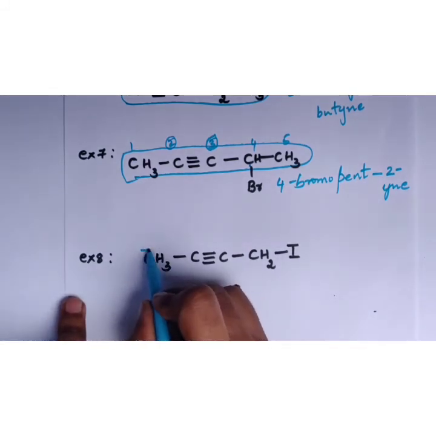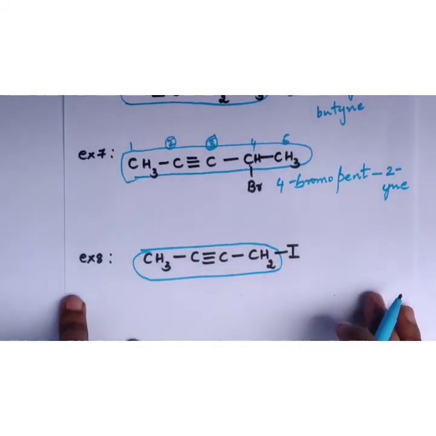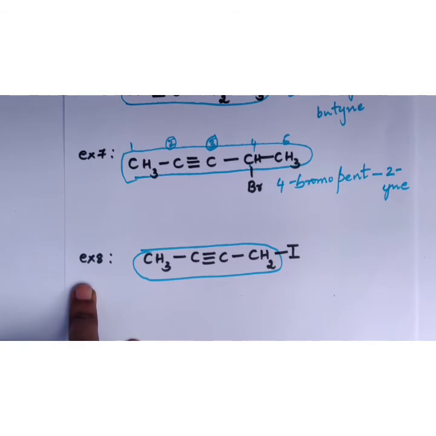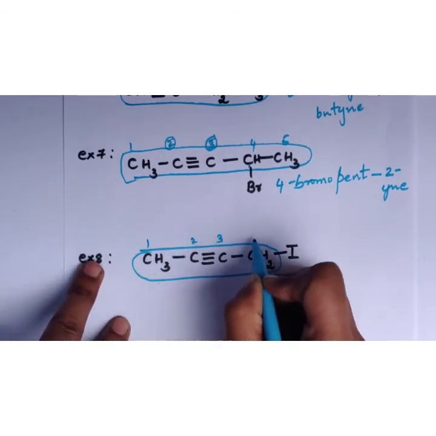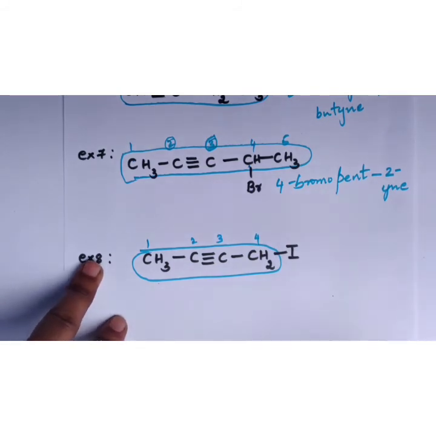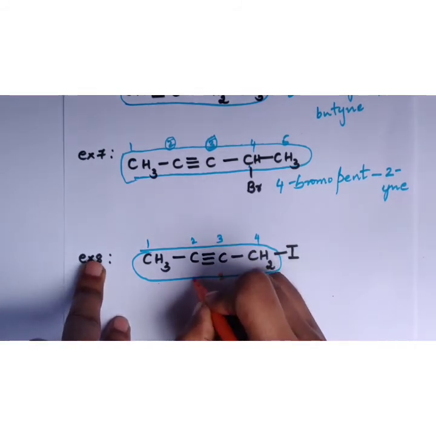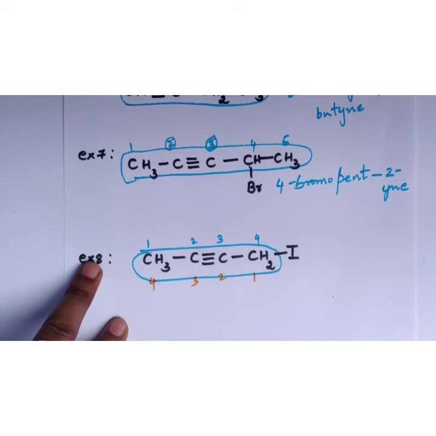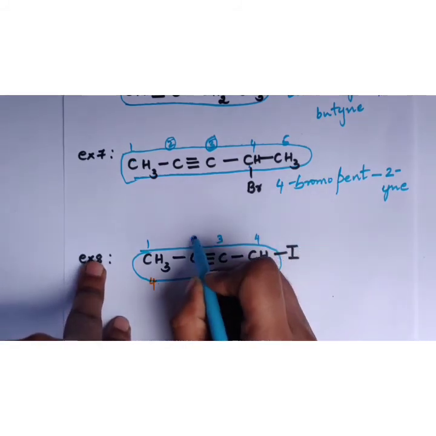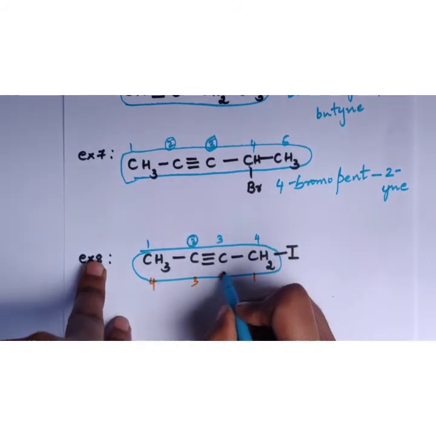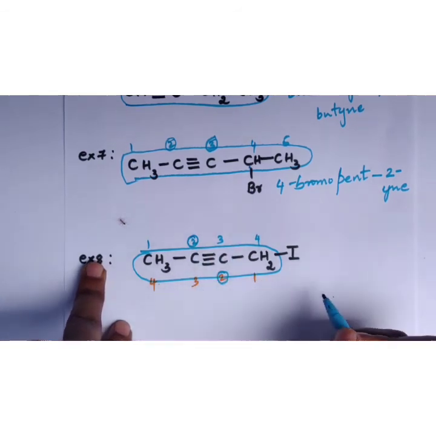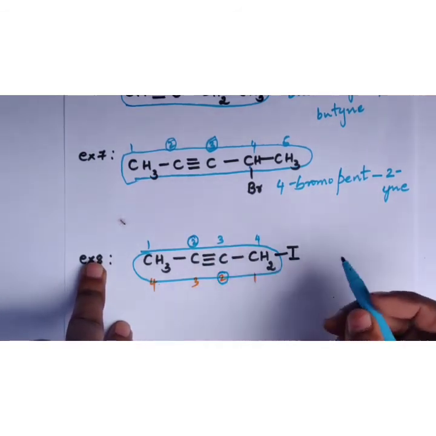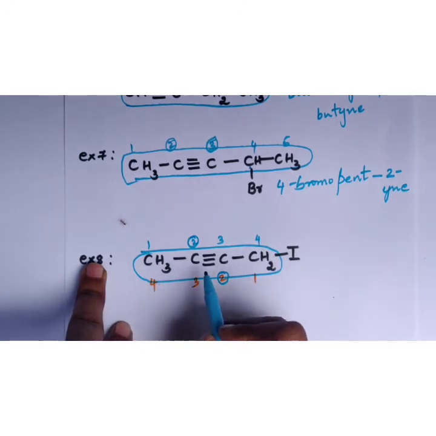Next one. Select the parent chain. Look here. If you number it from this side, 1, 2, 3, 4. If you number it from this side, 1, 2, 3, 4. Both the sides, if you number it, the triple bond is between 2 and 3. Here also it is between 2 and 3. Any side you number it, the triple bond gets the position second.